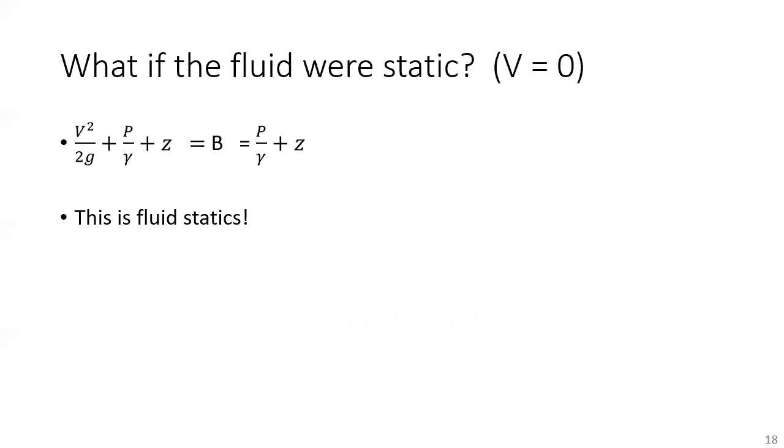So let's ask this simple question. What if the fluid were not moving? It's static. Well, if it's static, then the velocity is 0, right? So your Bernoulli sum is just P over gamma plus Z. That's fluid statics.